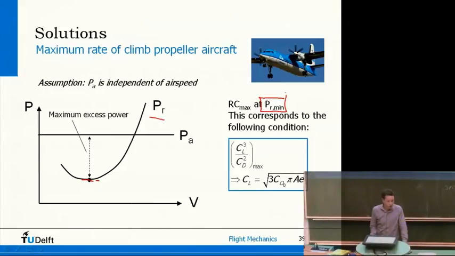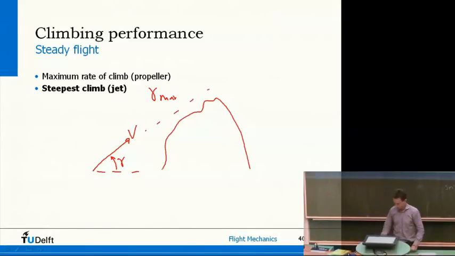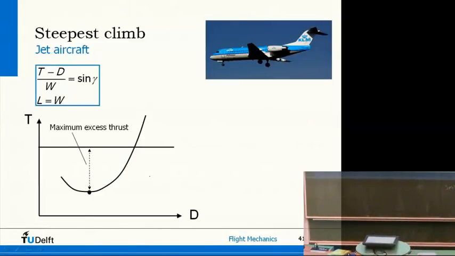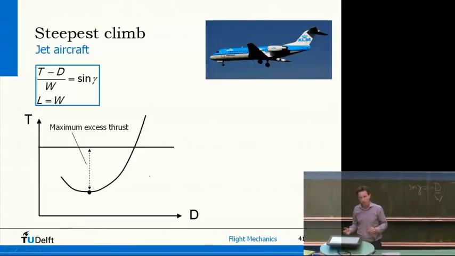And now let's have a look at jet aircraft. So now the issue is not time, but the issue is how steep can you actually fly. So steepest climb, and the objective of course is that this is the airspeed, this is the angle. So gamma should be maximum in order to, for example, miss the mountain. Now, if we go back to this equation, then it says that thrust minus drag equals weight sine gamma. So you can also say that the excess thrust that you have, the more thrust compared to the drag, divided per unit of aircraft weight, that gives you the sine of the flight path angle.